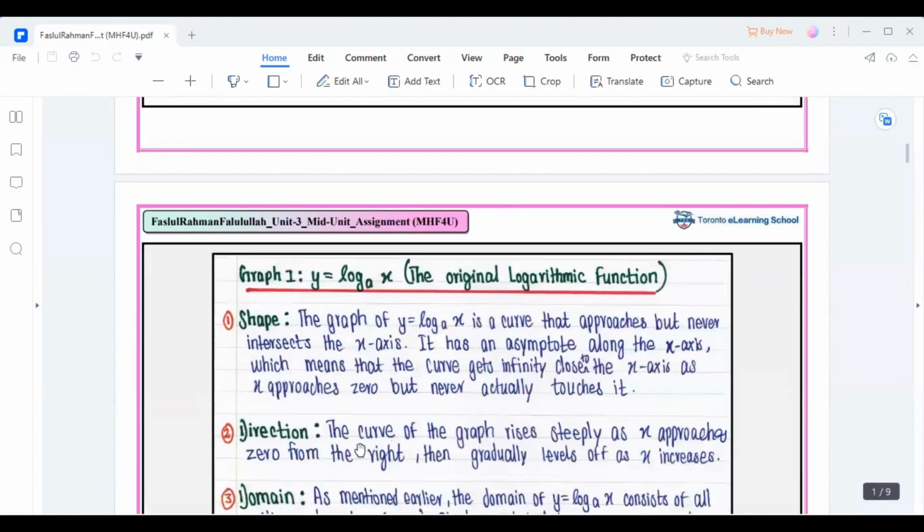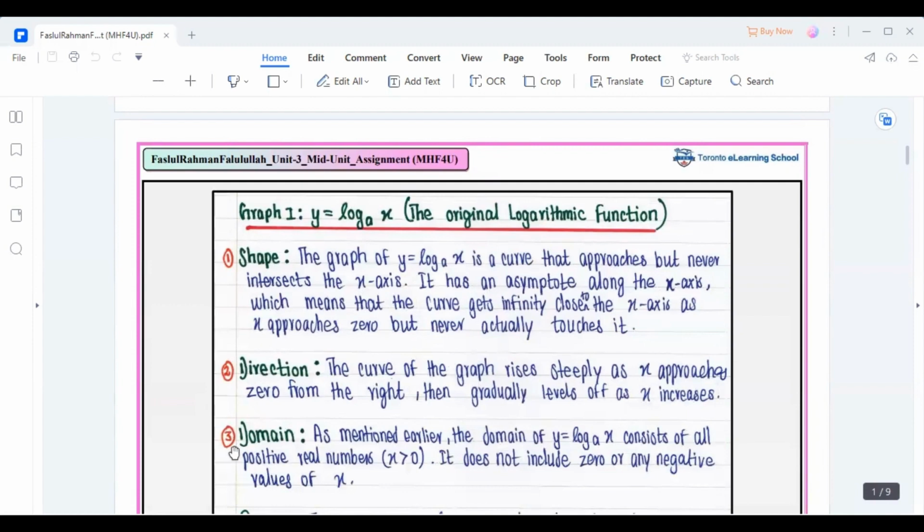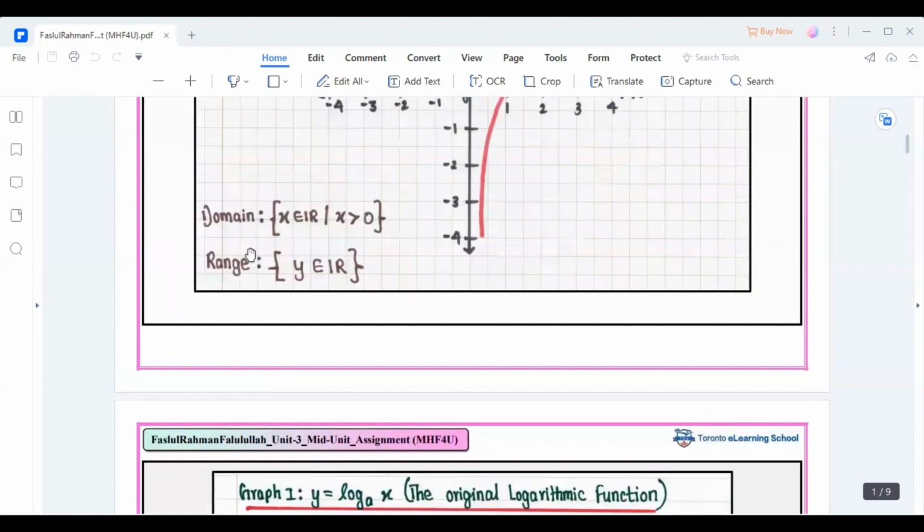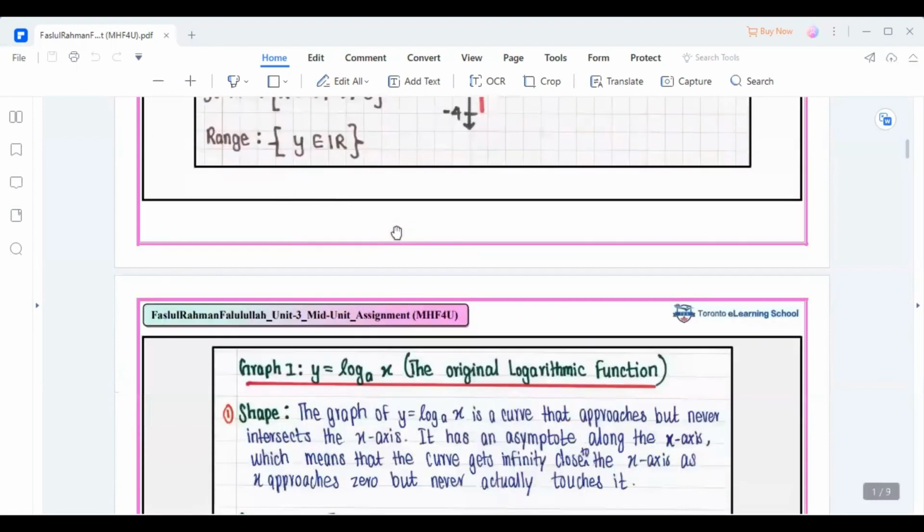The second one is the direction. The curve of the graph rises steeply as x approaches 0 from the right, then gradually levels off as x increases. The third one is the domain. As mentioned earlier, the domain of y equal log ax consists of all positive real numbers. It does not include 0 or any negative values of x. Therefore, the domain is x is an element of R and x is greater than 0.